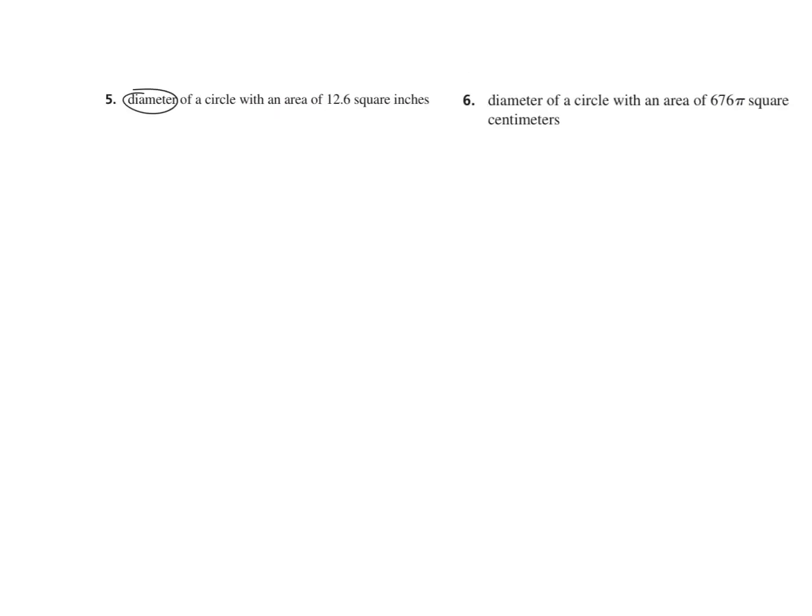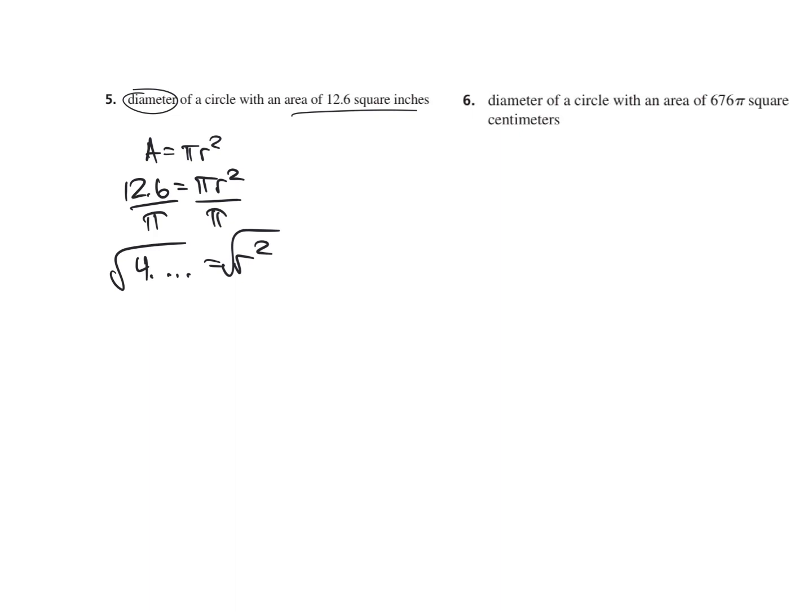Now we want the diameter given the area. So area equals pi r squared. Area is 12.6. So again, we divide by pi. 12.6 divided by pi. It's going to be 4 point something. Take the square root. It gives you 2.002 and so on. That's your radius, but it wants the diameter, so we multiply by 2, and that gives us 4.01 for the diameter.